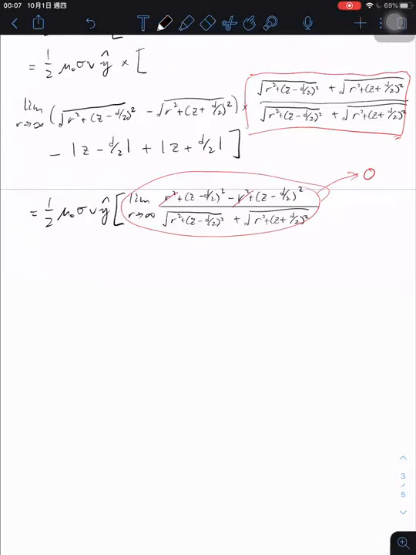So what we are left with are the terms when we substitute r equals 0 in doing the integration. So this is the final result.